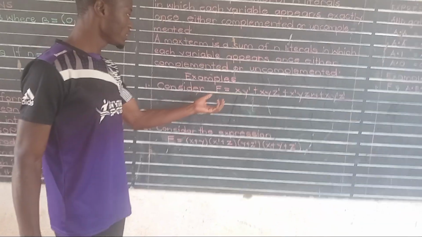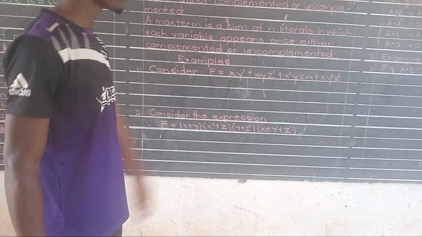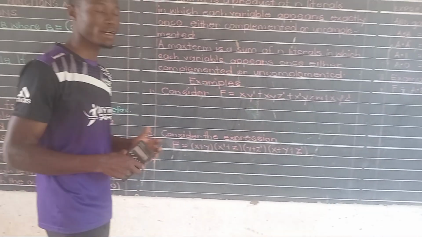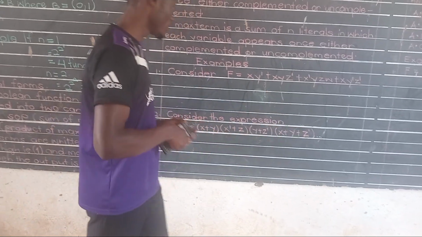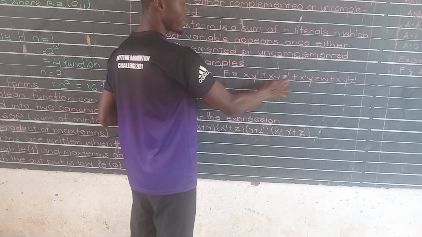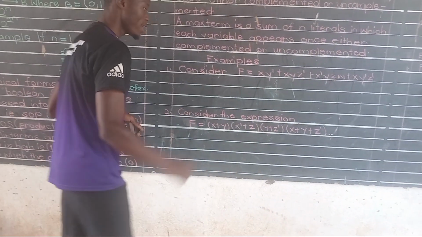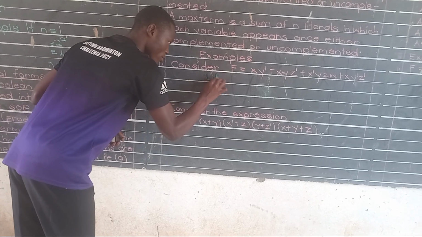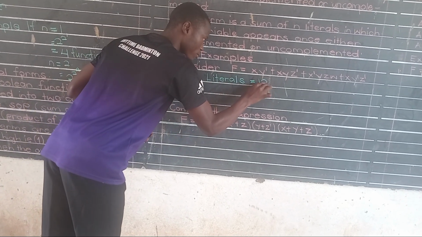Basically, what do we want to interpret from here? Let us get the literals. Literals are just the variables in each product. So here I have 1, 2, 3, 4, 5, 6, 7, 8, 9, 10, 11, 12. So I have 12 literals. So I'll say that the literals are 12.